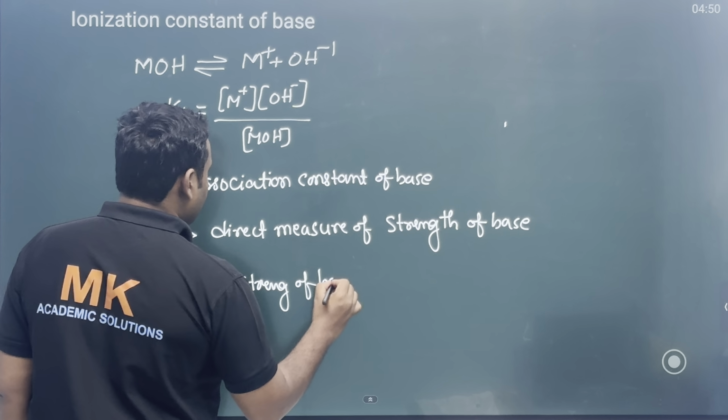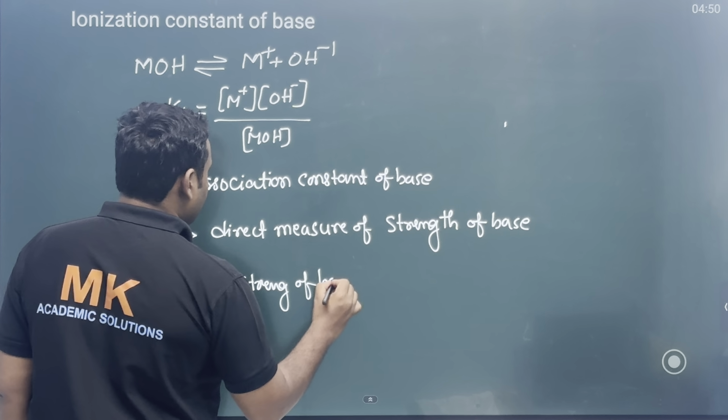Okay, right. For example, let us consider A, B, C are bases. For them, the dissociation constants Kb are 10 to the power of 2, 10 to the power of 3, and 10. Out of these three, which is the strong base and which is the weak base?